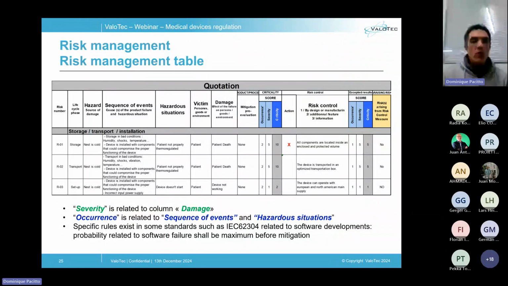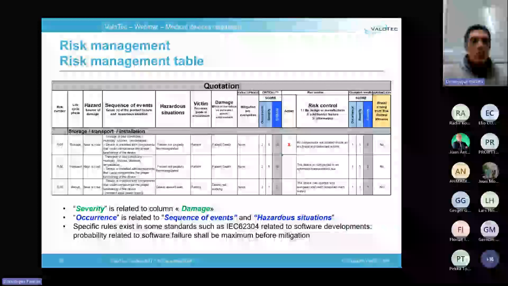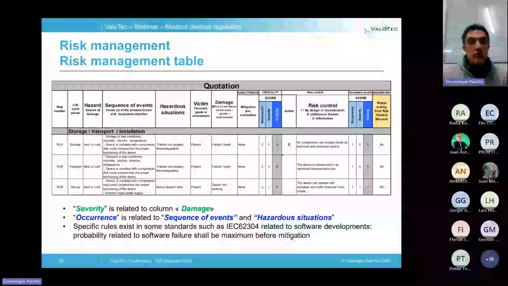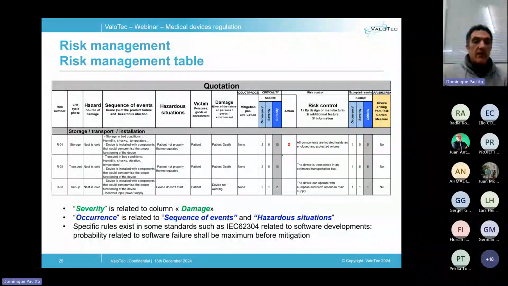Then you have the 3 columns for the occurrence, severity, and criticality we explained previously. Next comes a column allowing you to highlight a risk to be mitigated. After that, there is the column for the risk control means, and then you have the post-mitigation notation. The last one indicates if a risk arises from the risk control means.